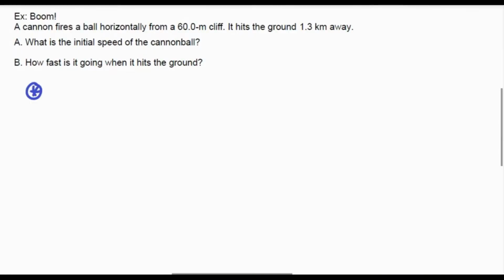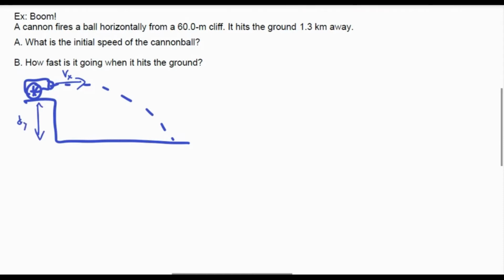So this is a riff on the easiest problem in projectile motion, but it's slightly different. We have a cannon that fires a ball off a cliff that hits the ground a known distance away. We want to know the speed of the cannonball and how fast it's going when it hits the ground. Say to yourself, "Self, there is only one equation in the x direction," and write it down.